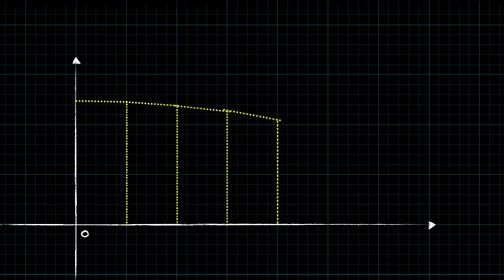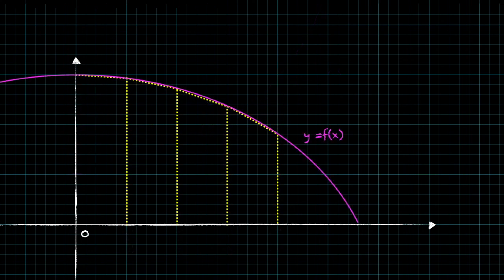Whereas for functions that are concave in the interval, there will be area between each trapezium and the curve that isn't accounted for, which means that the approximation will always be an underestimate for functions that are concave in the interval.